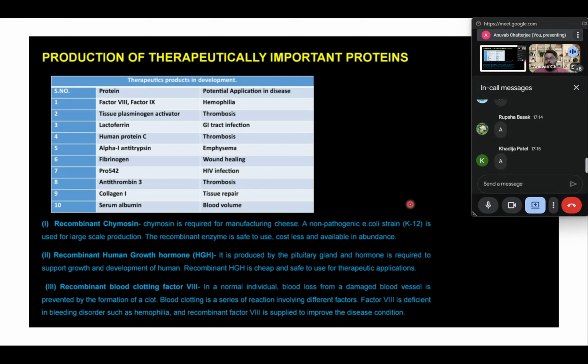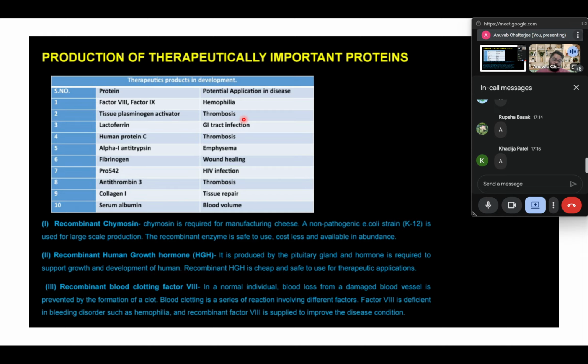So let us look at it. Molecular biology is also used in the production of therapeutically important proteins. If a particular disease occurs because there is absence of a particular protein in the body, or the protein does not get formed because of some particular reason, then these enzymes can be produced outside the body and put into the person in order to help with it.